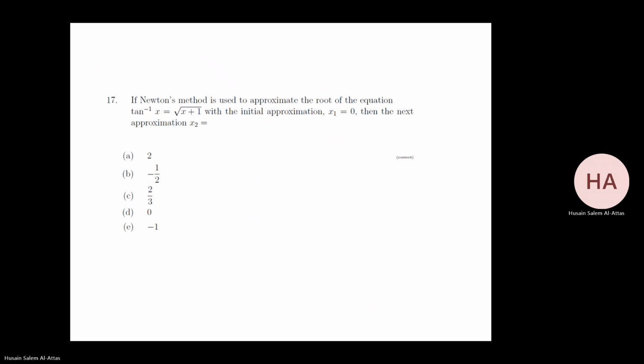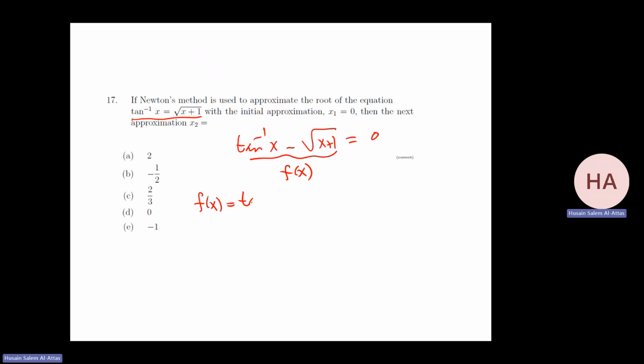Okay, the same thing, but now I need to make it equal to 0. So this will be my function, this is f of x. And what will be f prime of x? Yeah, 1 over 1 plus x squared minus 1 over 2 root x plus 1.